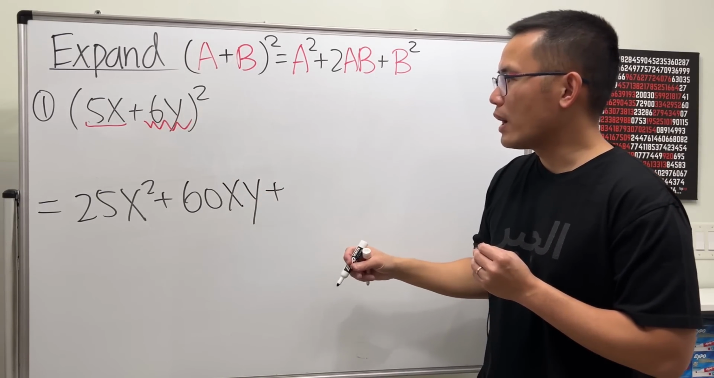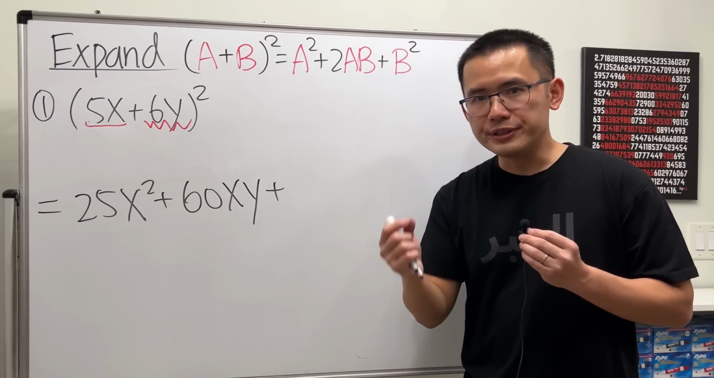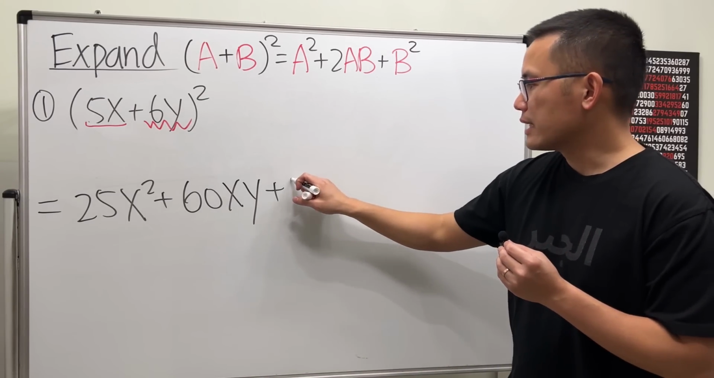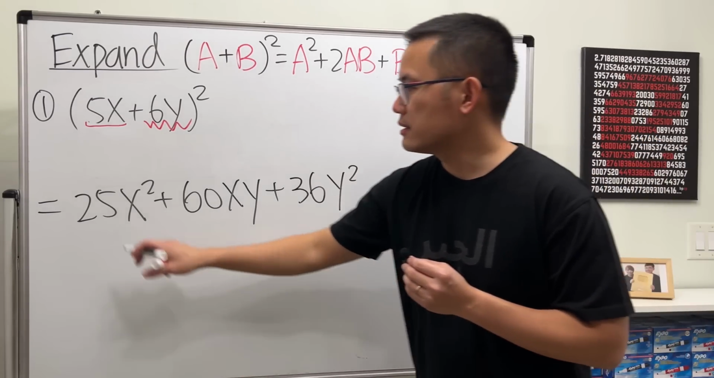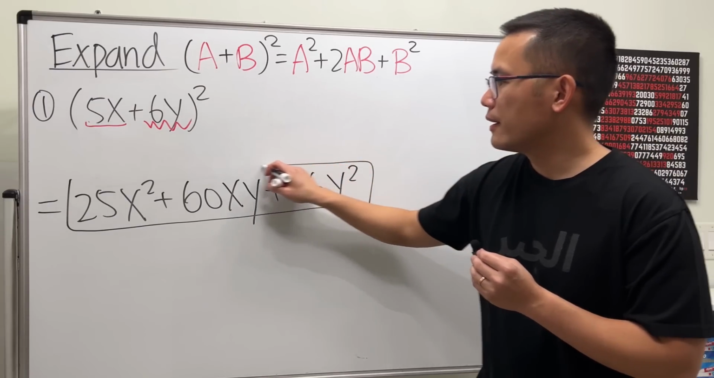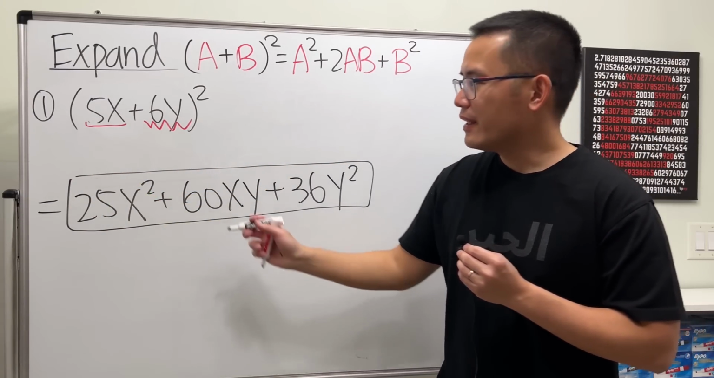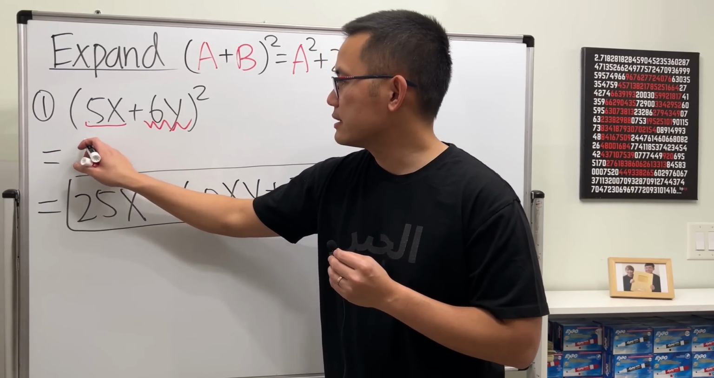So we take the 6y and square that. Make sure you do 6 squared as well. So that's 36, and then y squared. Just like this. Right? Just like that. And now let me fill in the intermediate step for you guys.